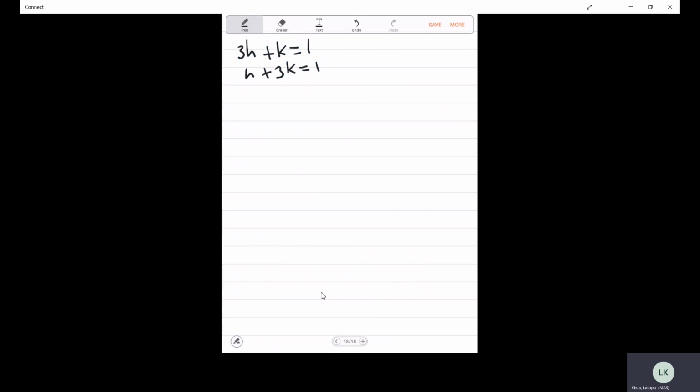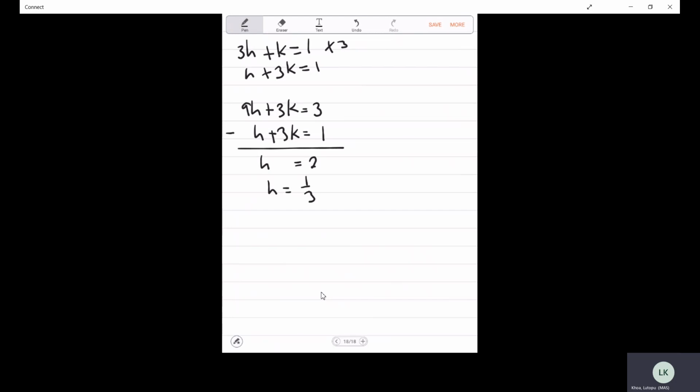Okay, so this is what I have. Then, like I said, the first one I'll multiply by 3. So I have 9h plus 3k is equal to 3, and then h plus 3k is equal to 1. Right, then I will subtract. I will have 8h is equal to 2, getting h is equal to 1 over 4. This algebra, bear with me.